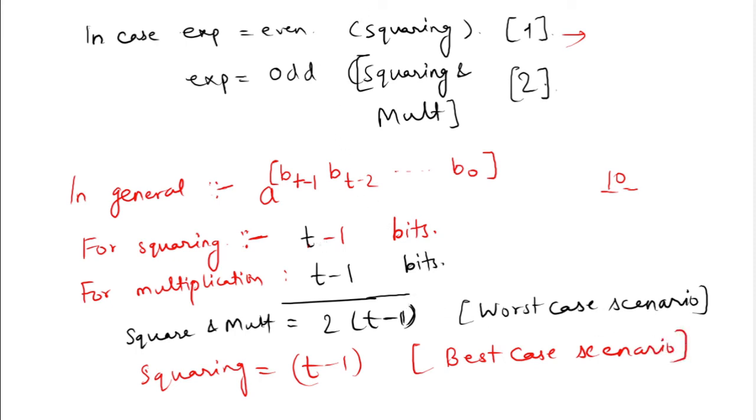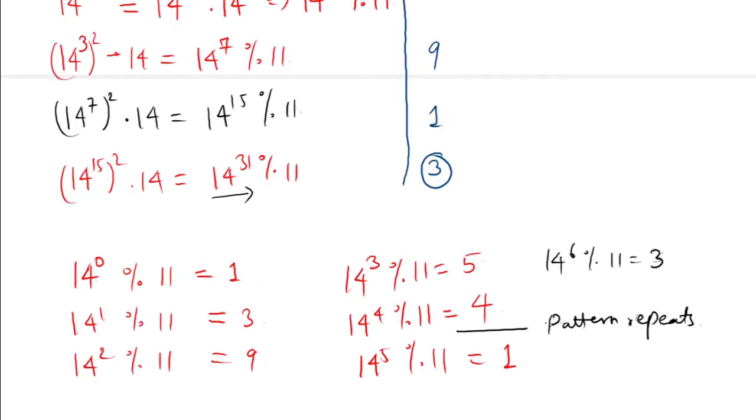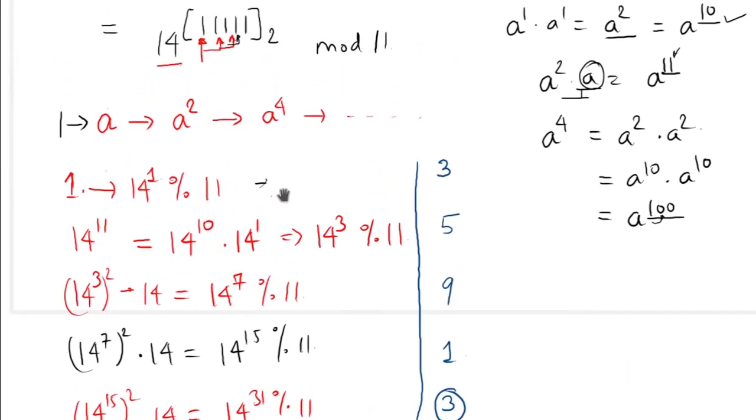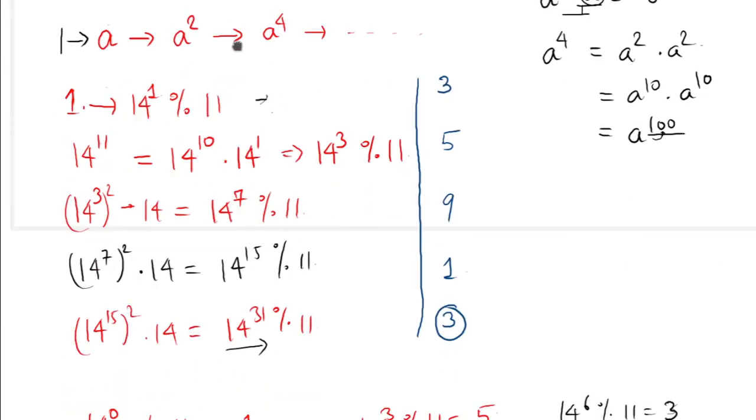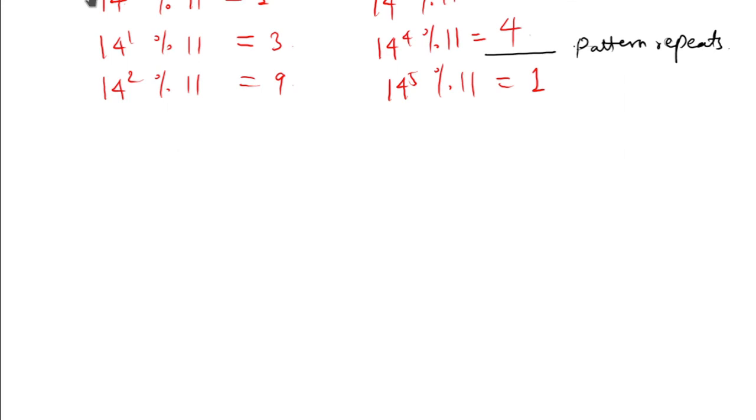So using this idea and applying the idea here, how many operations have taken place? So, rewriting it again, 14 raised to 1 1 1 1 1. There are 5 bits and total number of operations that would have taken place.